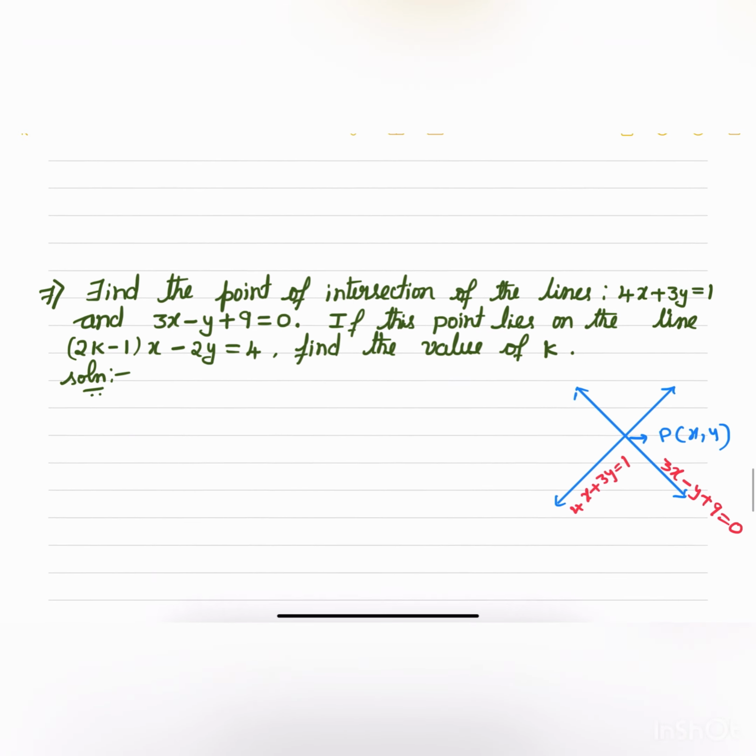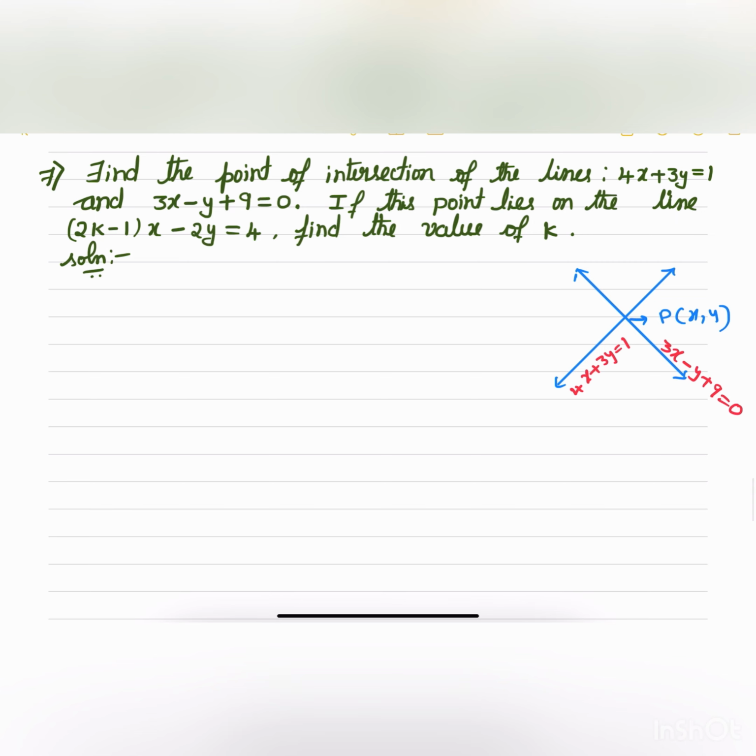So we'll go for the 7th question. Find the point of intersection of lines 4x plus 3y is equal to 1 and 3x minus y plus 9 equal to 0. If this point lies on the line 2k minus 1 into x minus 2y plus 4, find the value of k. So we'll start this. Now these are linear equations and we can solve them in whichever method we want. So I am using the elimination method here to solve this.